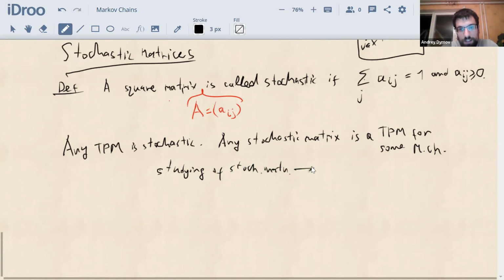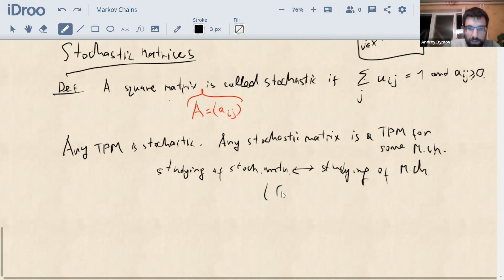This is just the same as studying Markov chains. For example, we'll prove the famous Perron-Frobenius theorem. This will be later.